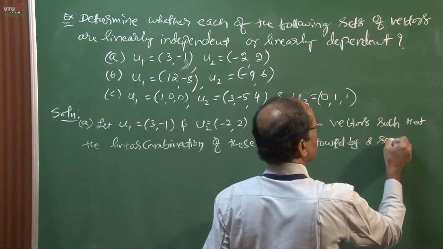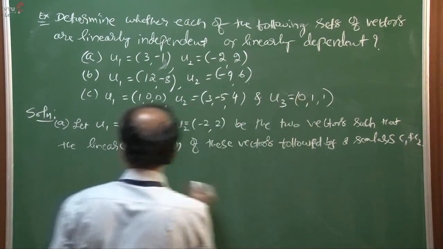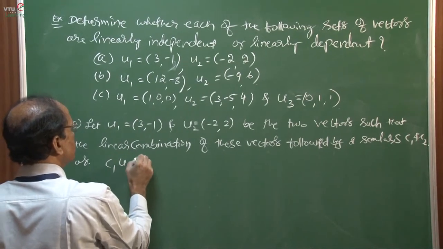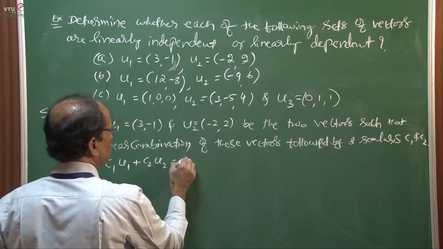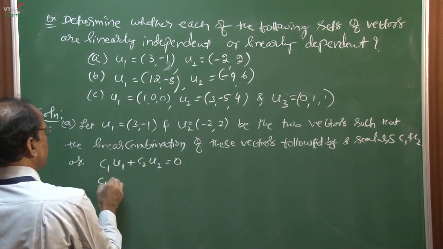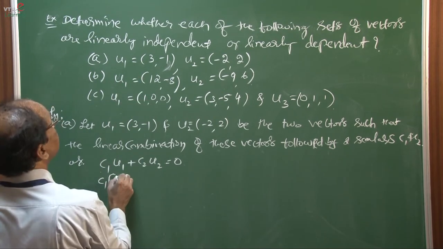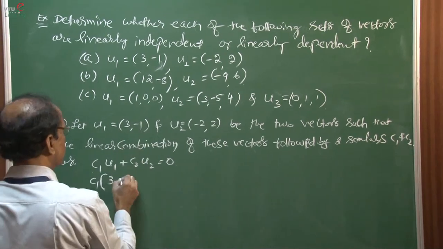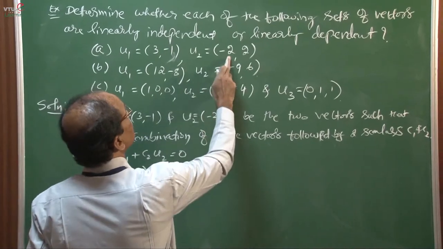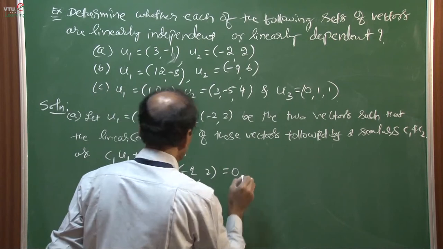A linear combination of these vectors followed by two scalars c1 and c2 as c1 u1 plus c2 u2, you have to equate to 0. That means c1 multiplied by u1, that is (3 comma minus 1), plus c2 multiplied by (minus 2 comma plus 2), is equal to 0.